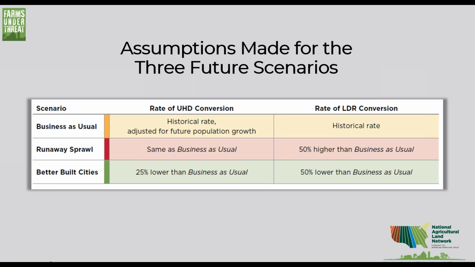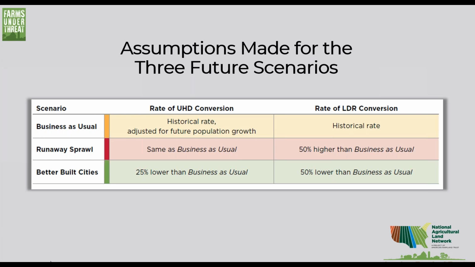And conversely, for the better built cities, we lowered the rate of conversion from that historical rate. We dropped it by 25% based on evidence that cities and communities can get to a more compact development pattern fairly, I don't want to say easily, but it is possible to do. We took a more ambitious approach on reducing that rate of low density residential conversion to make it 50% lower, again, because there are fewer people involved. It seemed to us that that was an ambitious but achievable rate of reduction.